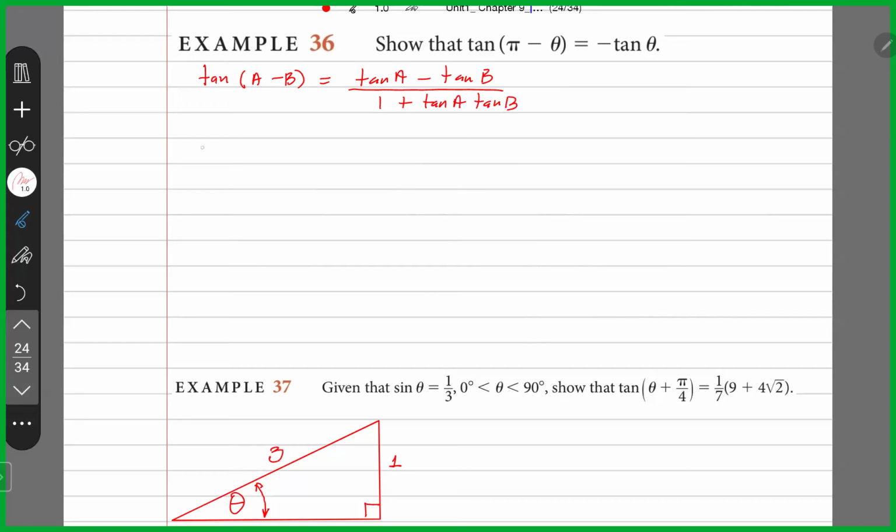So it means, therefore, that the tangent of pi minus theta would be equal to tan pi minus the tangent of theta all over 1 plus tan pi times the tangent of theta. The tangent of pi is 0.